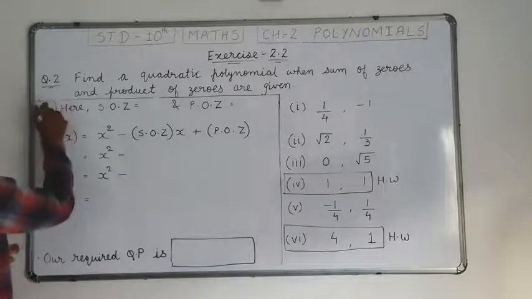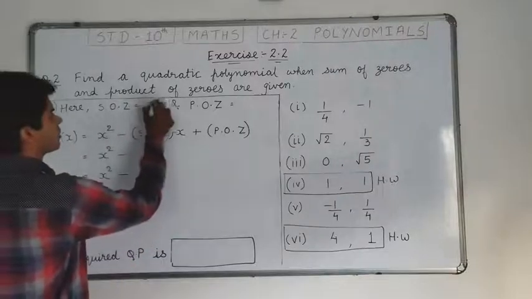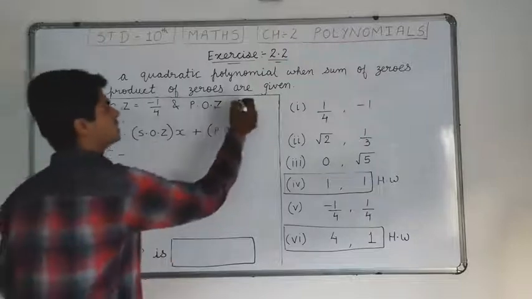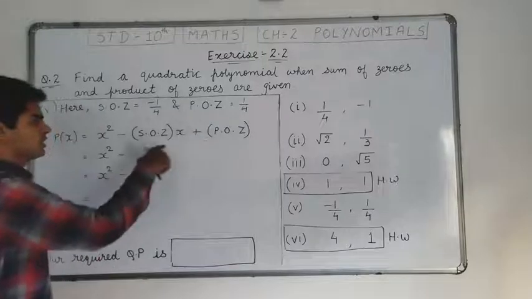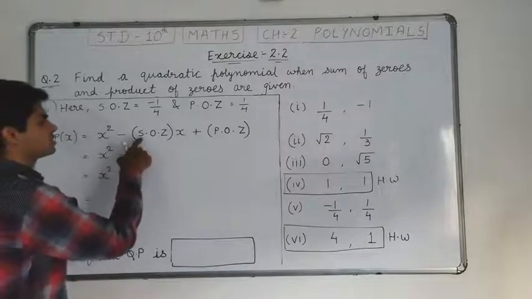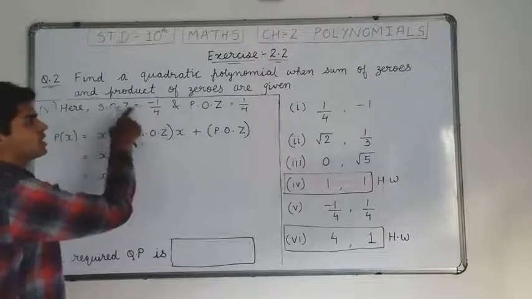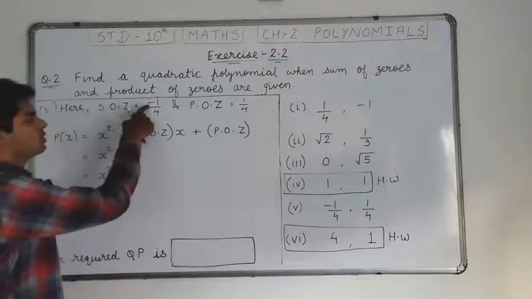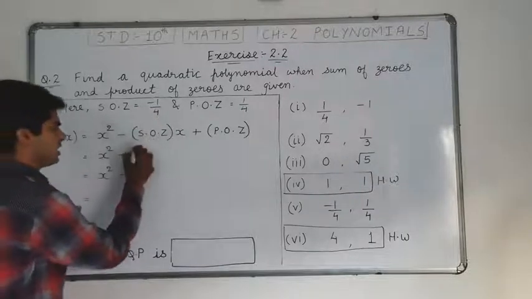In that, what is given as the sum of zeros? -1/4. And what is given as the product of zeros? +1/4. Put down these values in the formula. So x square minus sum of zeros. What is the value of sum of zeros given in the question? -1/4. The sum of zeros itself is minus. So we will write -1/4 inside the bracket.